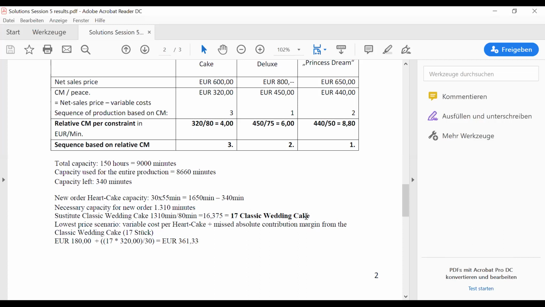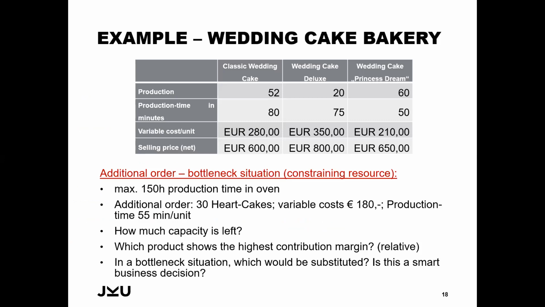Or I have another opportunity of baking something completely different. So that is called opportunity costs: if we skip those 17 classic wedding cakes, then we have opportunity costs, namely precisely the missed contribution margin of that particular product, let's say. That is another interesting and very important aspect that you should know.